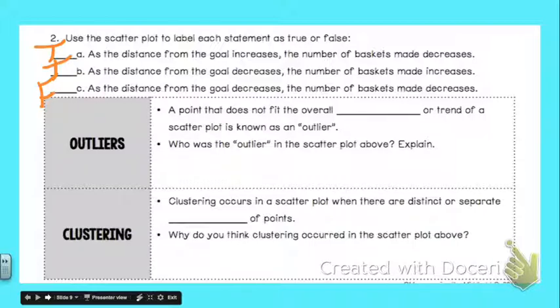So let's look at outliers and clustering. A point that does not fit the overall pattern, and that's what we had seen in this previous point. We had one that didn't fit the pattern, or a trend of scatter plot, and that is known as an outlier. And that's what we had seen in the previous scatter plot that you looked at. So who was the outlier in the scatter plot above? Well, it was Jared.